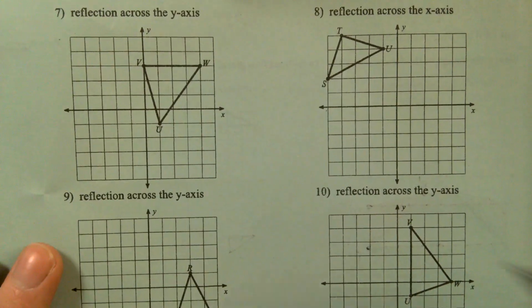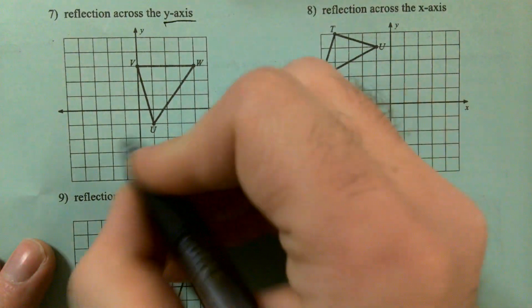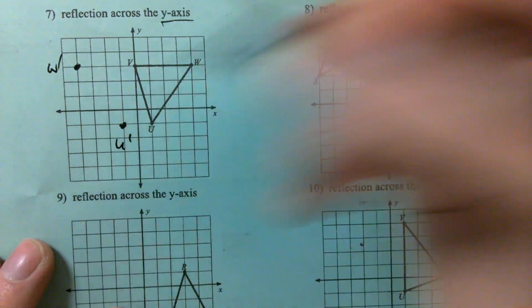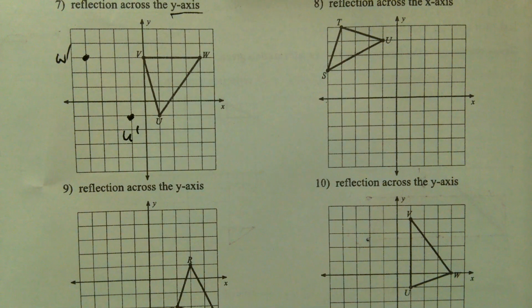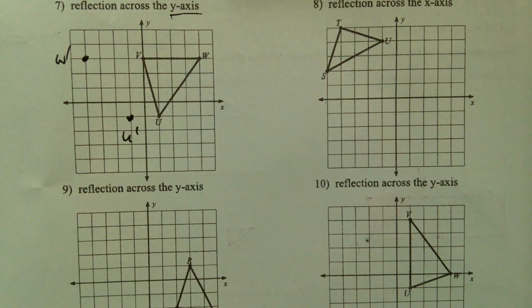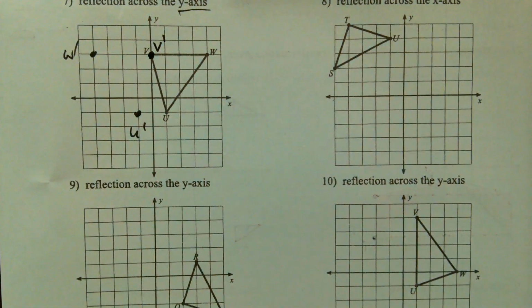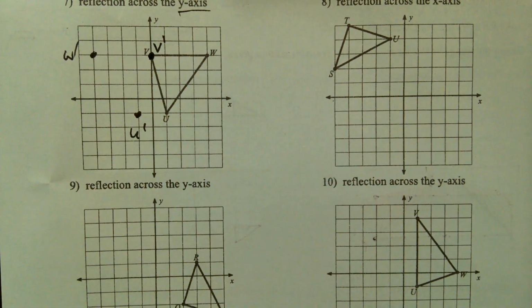Number 7 is interesting as well because we're reflecting over the y-axis. So U prime is right there. W prime is right there. Where's V prime going to be? Next to the V. Not even next to it. Right on top. They're the same point. So I'm just going to go over that point and call it V prime. Right? Like we said with the mirror analogy.